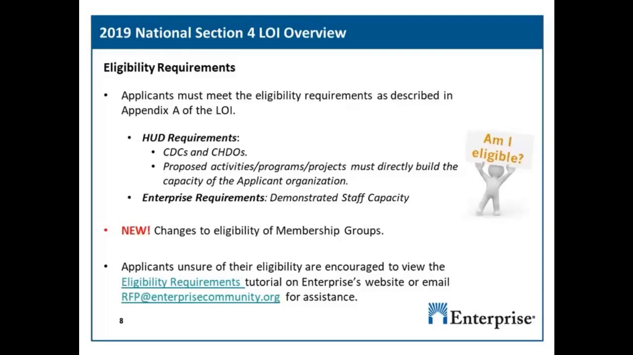And again, you can reach out to us at rfp@enterprisecommunity.org if you're unsure of your organization's eligibility. And we'll be collecting some documents like your articles of incorporation and bylaws to help us make that determination.